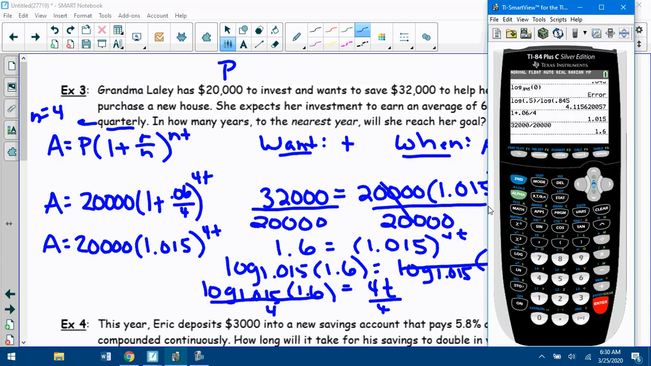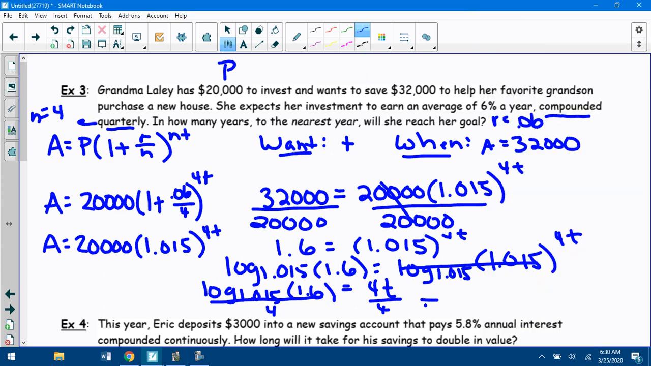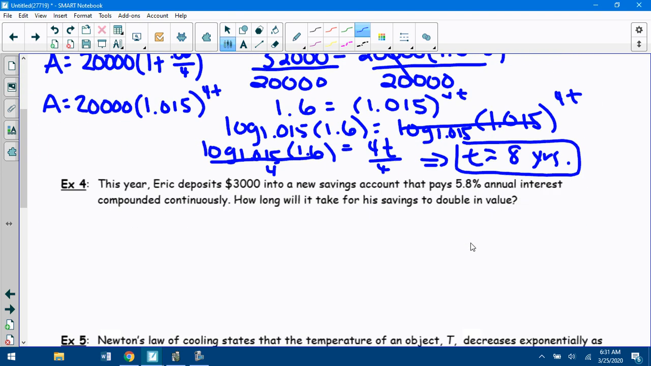So let's just type that all in one step. Log base 1.015 of 1.6 divided by 4. 7.89. So it's the nearest year. t is about equal to 8 years. All right, so I encourage you, if you don't have that log base key, to try doing this as well by taking the log of both sides and make sure you can get the right answer. All right, a couple more.